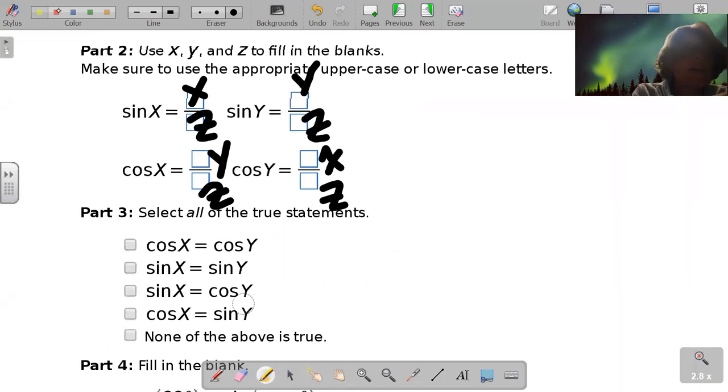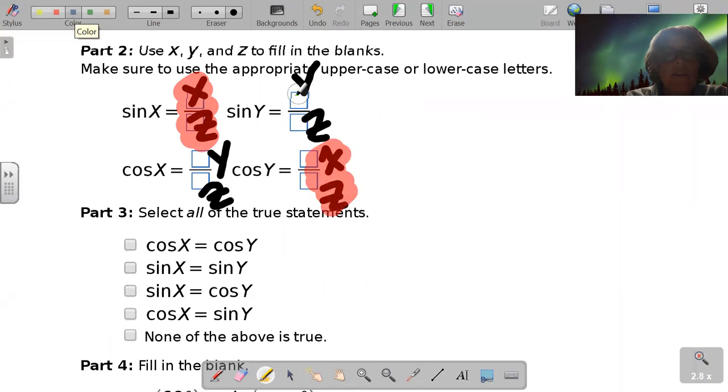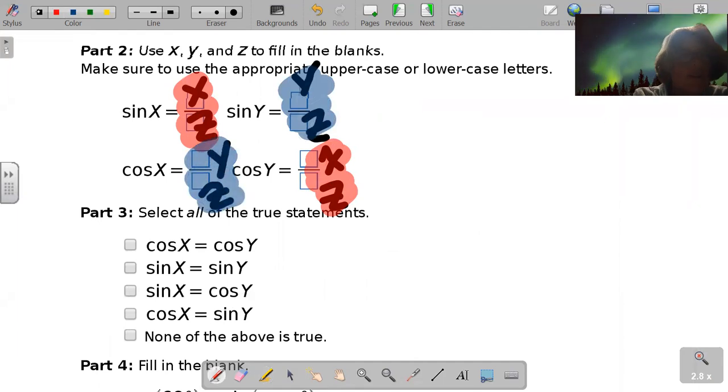So take a very close look here. The sine of X is the same as cosine of Y, and the sine of Y is the same as cosine of X. So the sine of X equals cosine of Y. That's the red. And the cosine of X equals the sine of Y. That's the blue.